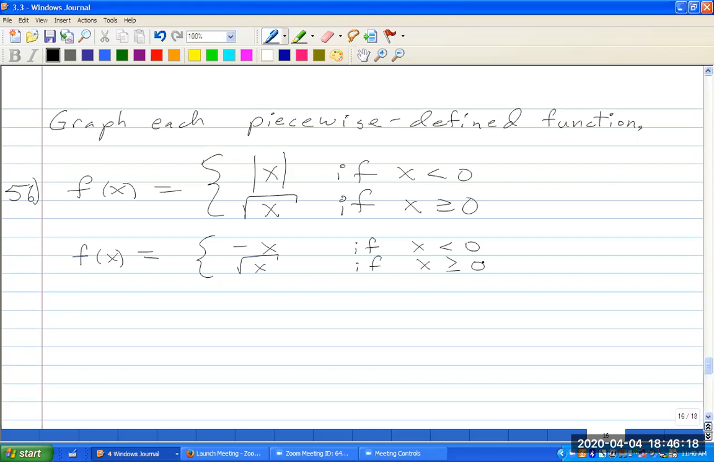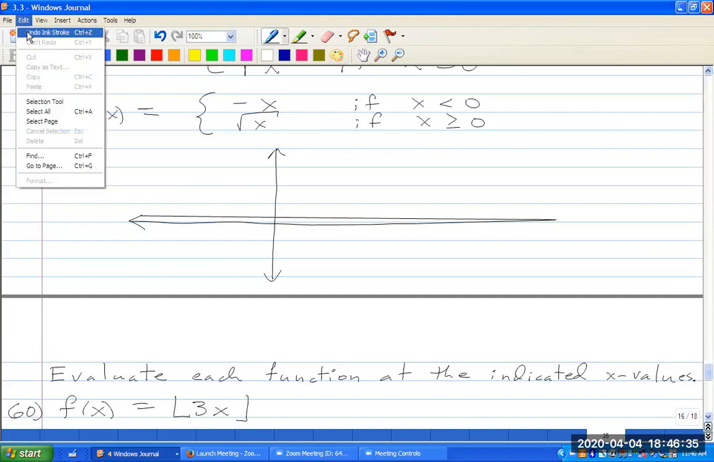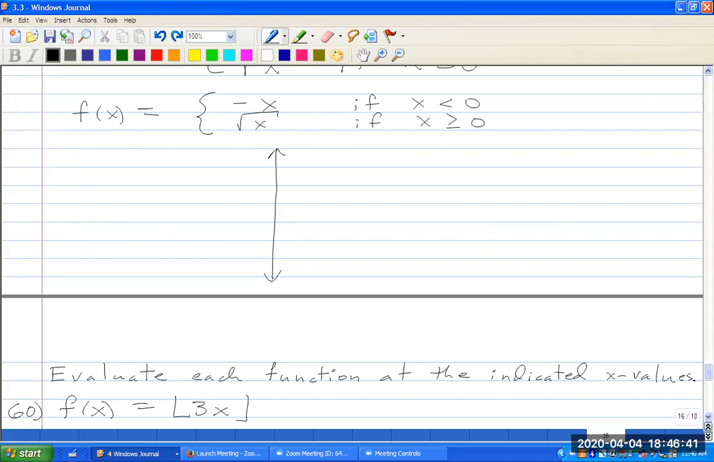Okay. So now I want to sketch a graph of this. And I can do it as follows. Okay, that's kind of weird. So let's do this. This is x, y. So if x is greater than or equal to 0, it looks like the square root. Well, the square root looks like this. So that's the square root function.